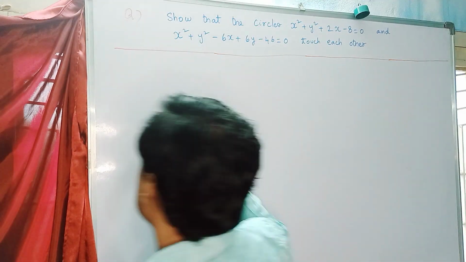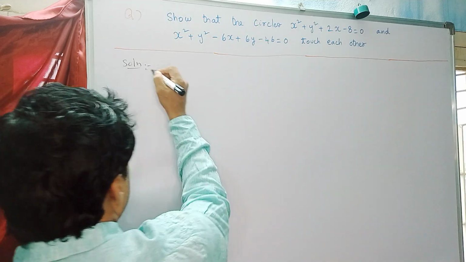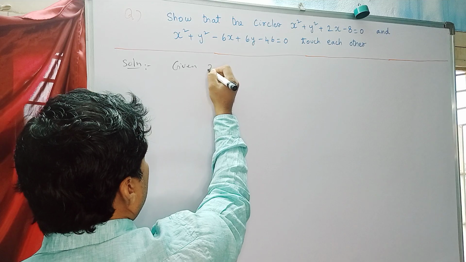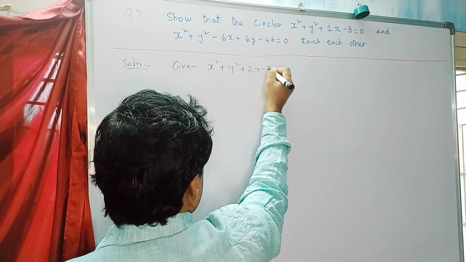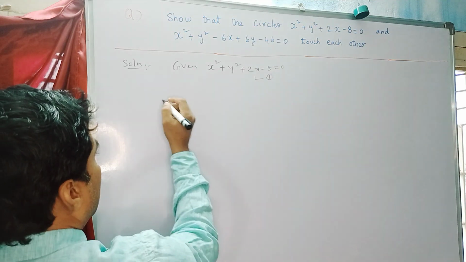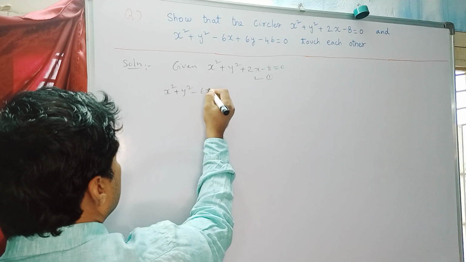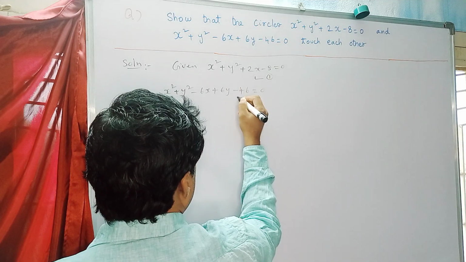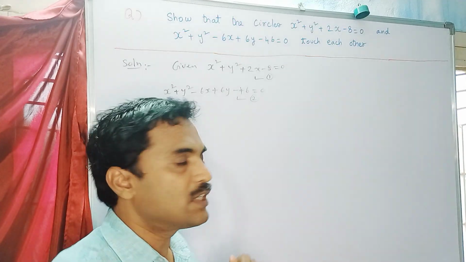So first, the solution. The starting step is to write the given equations of the two circles. Write the first equation of circle, x² + y² + 2x - 8 = 0. Number this equation 1. And similarly write the second equation, x² + y² - 6x + 6y - 46 = 0. This is equation 2. Now we have to compare these two equations of circles with the general equation of circle.